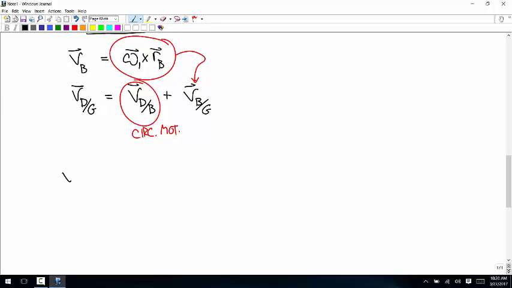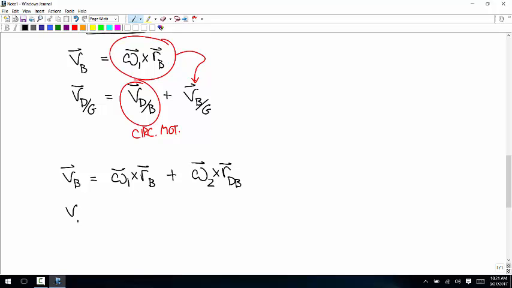Eventually, what we have is that the velocity of B is equal to omega 1 cross RB plus the velocity of D relative to B, which is omega 2 crossed with that r vector from B to D. That's not so bad. And then we're going to set those two velocities of B equal to each other, and that'll give us two equations to solve for those two unknown angular velocities.